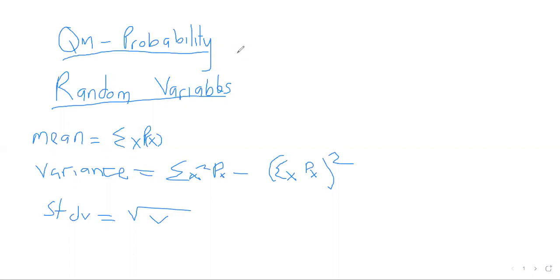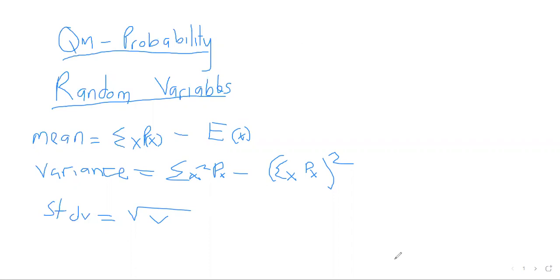Number one, the expected value is the mean. Sometimes it's denoted by the letter E and a small x. This is the expected value. Then the variance, which is the summation of x squared px minus the summation of x px, all squared. Then standard deviation, as usual, is the square root of the variance.